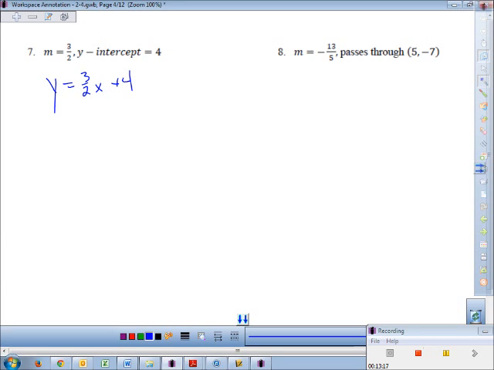Now let's put it in standard form. Subtract 3/2 x from both sides. Correct. And we can't have any fractions. You've got to have all integers. What do you want to multiply by? Negative 2. And that would make that turn out to be a positive 3x minus 2y equals negative 8.